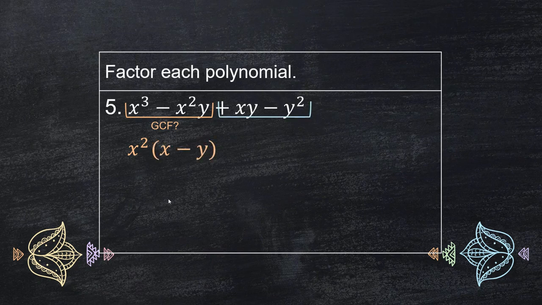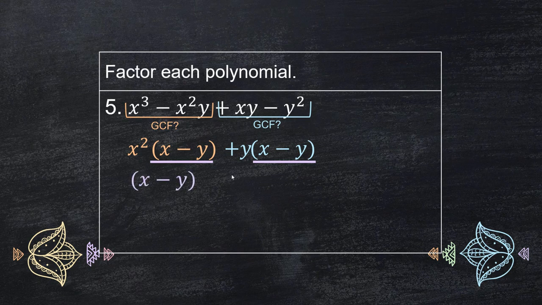Then look at your last two terms. This term has an x, but the second one doesn't. They do both have a y, so the least amount of times y occurs is once. So our greatest common factor there is y. Dividing those both by y would give us x minus y. So we see how we got x minus y both times. That's our common binomial. We factor that out, which makes our second factor x squared plus y.